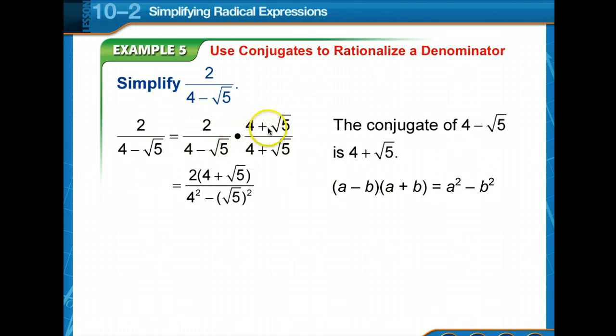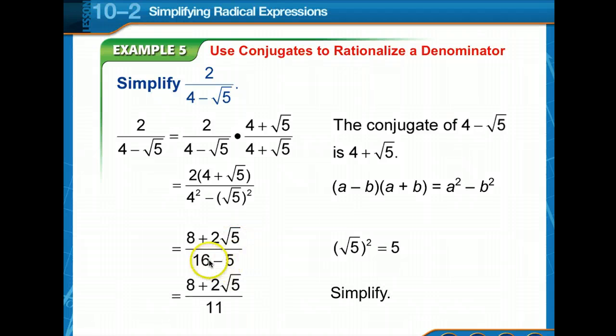So we're going to have 2 times 4 plus radical 5, and then in the denominator you just use the FOIL method. 4 times 4 is 4 squared. And because this is a plus and a minus, the center terms are going to eliminate. That's why we use the conjugate. So the square root of 5 times the square root of 5 is the square root of 5 squared. 4 squared is 16. Square root of 5 squared is 5. So we've got 16 minus 5 in the denominator. 2 times 4 is 8. 2 times radical 5 is 2 radical 5. 16 minus 5 is 11.